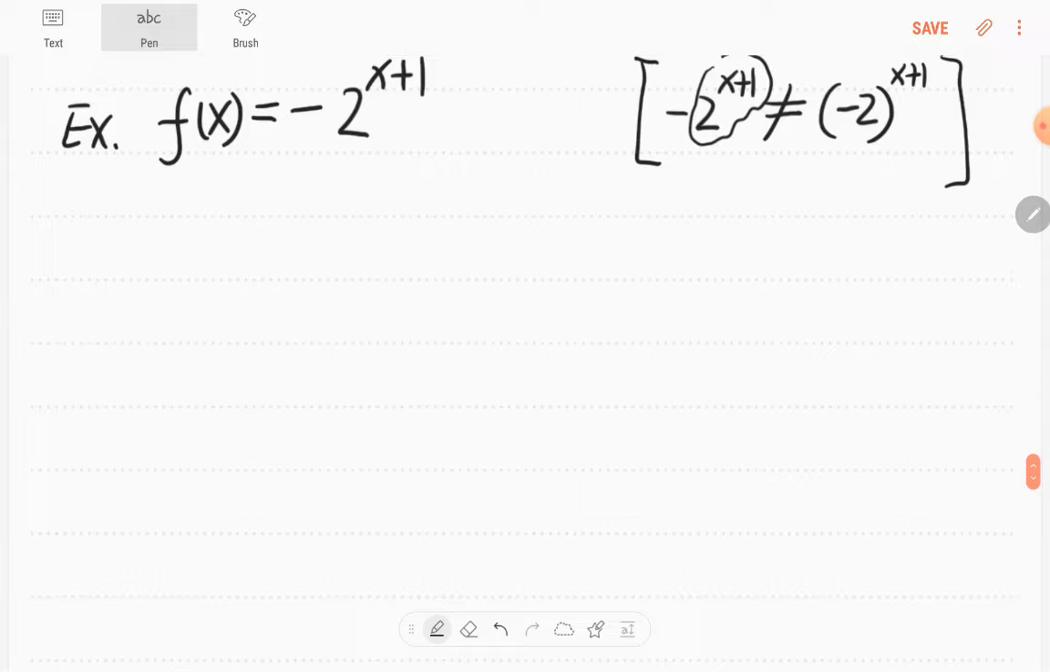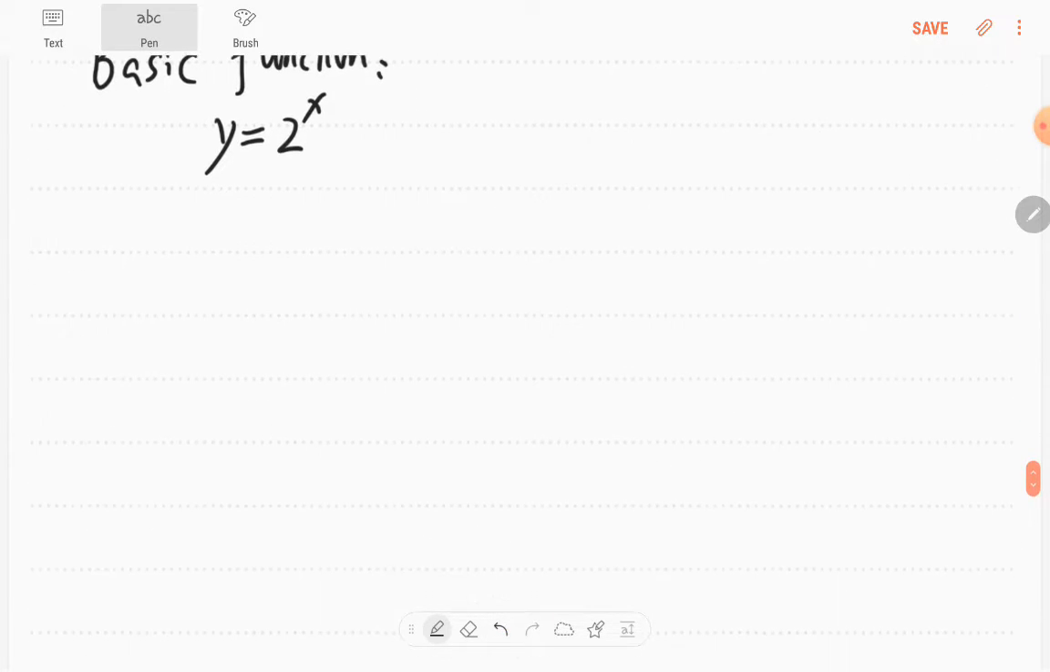Okay, so again, for this one, we need to look at the parent function, the basic function, which is y equals 2 to the x. Let's draw the graph for this one, 2 to the x.